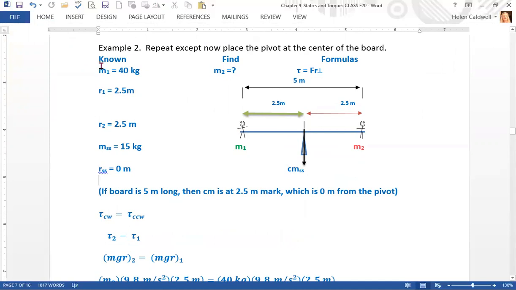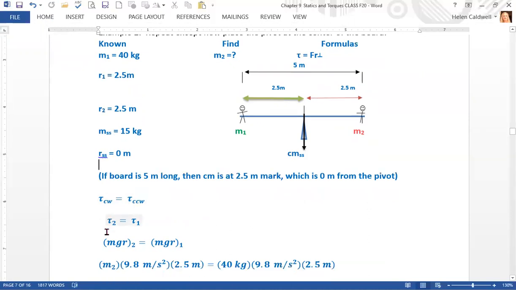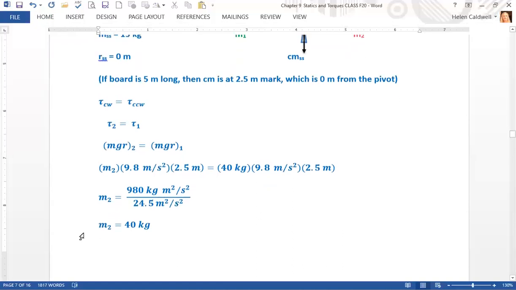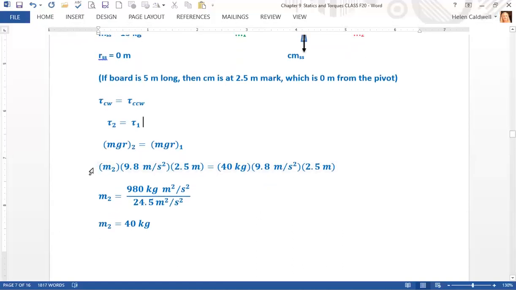So we have all our numbers we can plug in. So here's where our math starts, right down here. Torque clockwise equals torque counterclockwise. We've only got 2 torques, child 1, child 2. The seesaw doesn't count because its R is 0. Its lever arm is 0, so its torque is 0. So child 1 and child 2. Torque is force times lever arm, which would be the weight. So M times G times R for 2 equals M times G times R for 1. We don't know mass 2, but we'd like to.